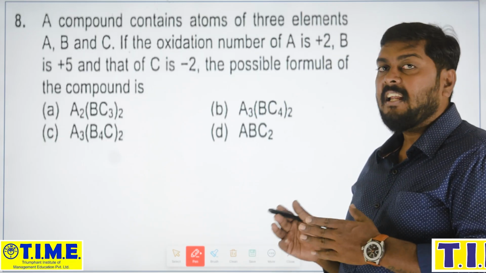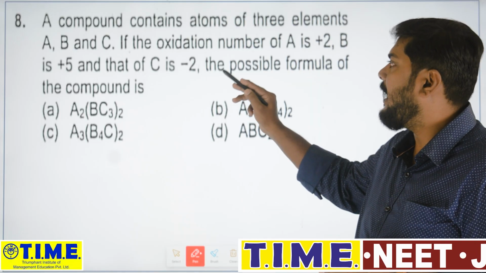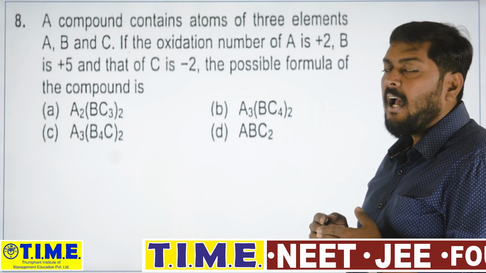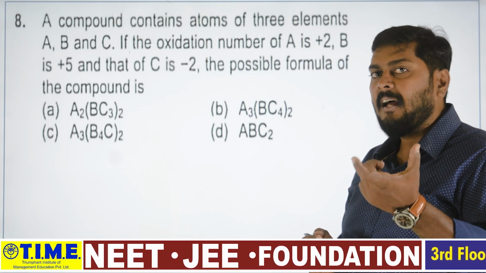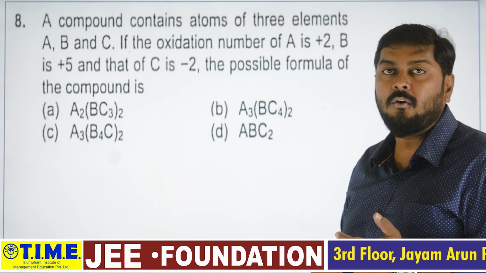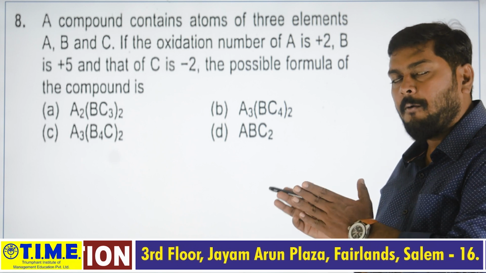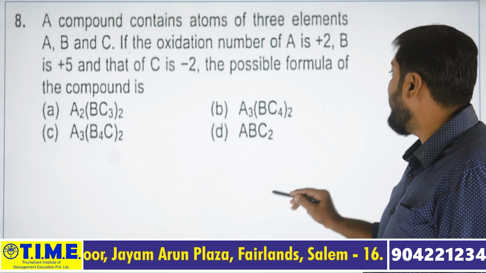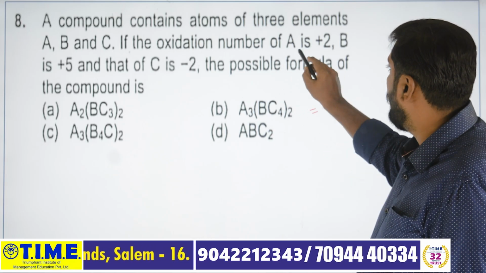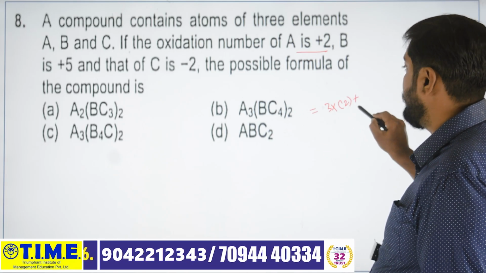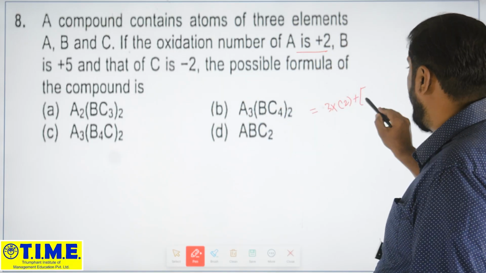In this question, we are given three elements, A, B and C. The oxidation numbers of A, B and C are also given. We are asked to find the formula of the compound. We know that for the formula of the compound, when we add all the valencies and sum them, what must we get? It must be 0. If you work on it, I am going with option B because option B is correct. In option B, we have A3. So 3 into A, the oxidation state of A is 2, plus we have a square bracket because B and C are here, and the oxidation state of B is 5, right?